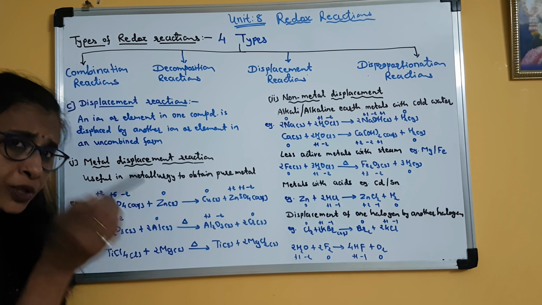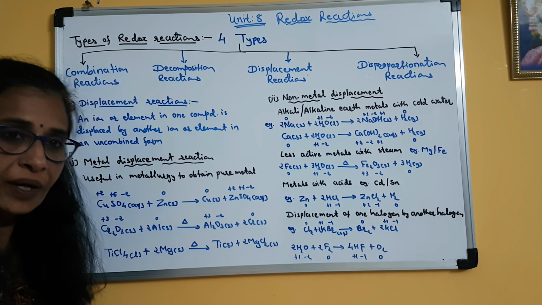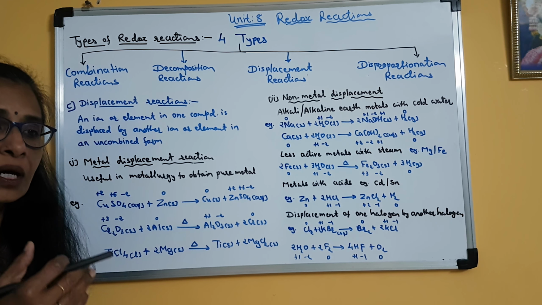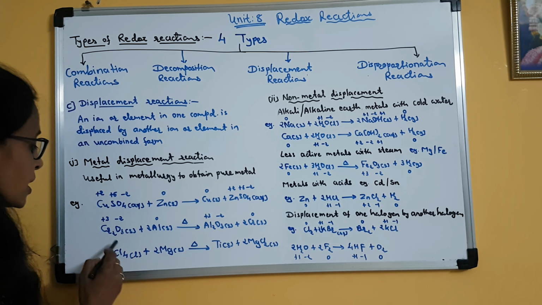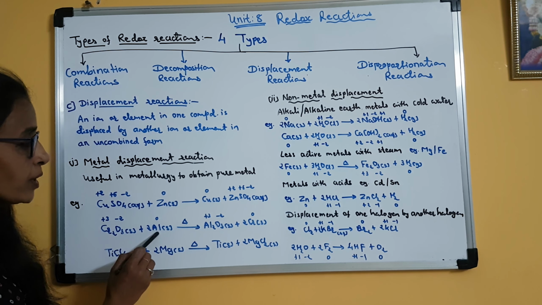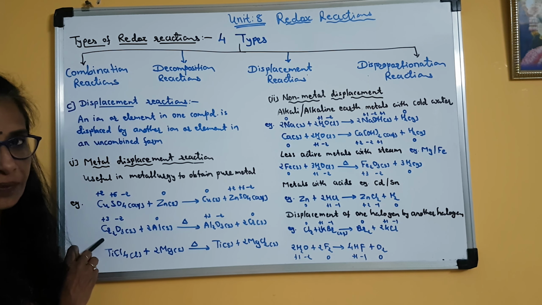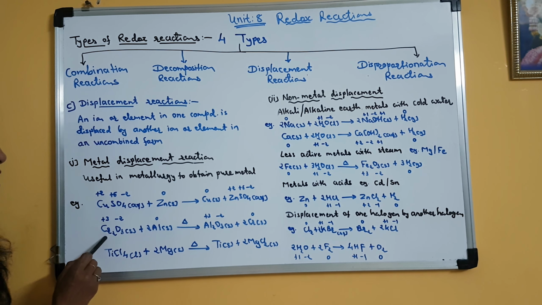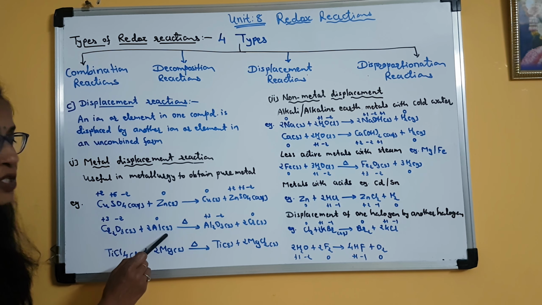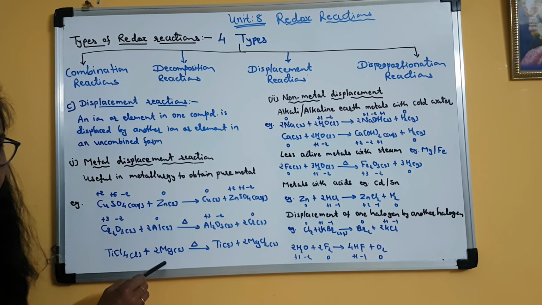As I told you in the previous lecture, oxidation and reduction are complementary reactions. They cannot occur without each other. Clear? They always occur simultaneously. So when aluminium undergoes oxidation, at the same time chromium undergoes reduction. So this is the redox reaction. Clear? Here aluminium displaces chromium, so it is a displacement reaction. Third example, TiCl4, titanium chloride, when it is reacted with magnesium.